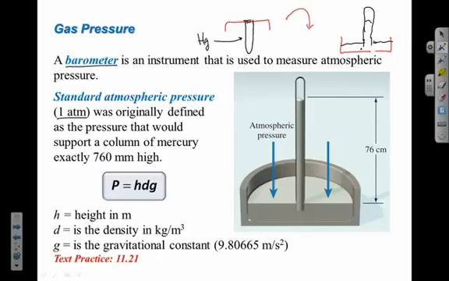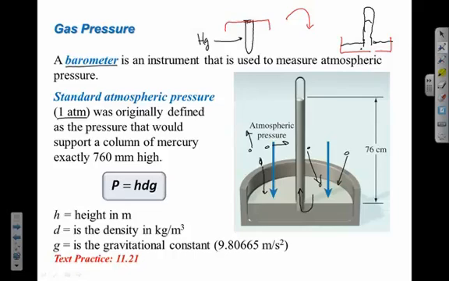There's pressure outside, particles in the air, and those particles in the air are bouncing around randomly, colliding, moving in this direction, moving in that direction. Some of them come in and hit down on the surface of the mercury. Those little collisions is what pushes the mercury up the tube.